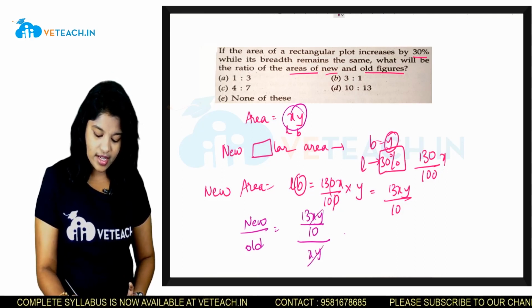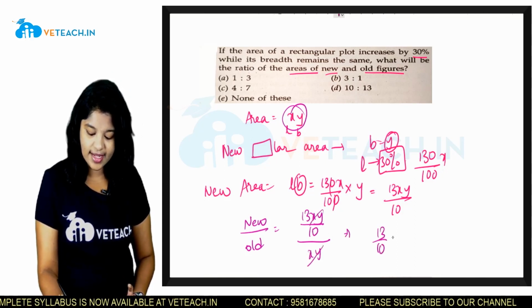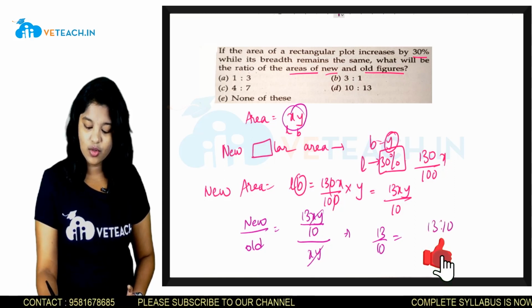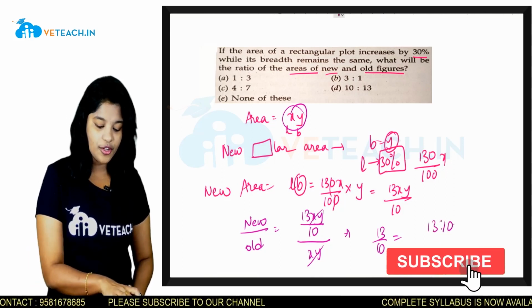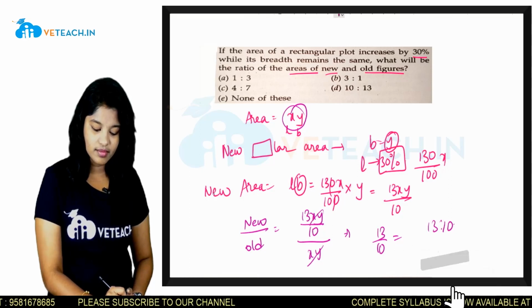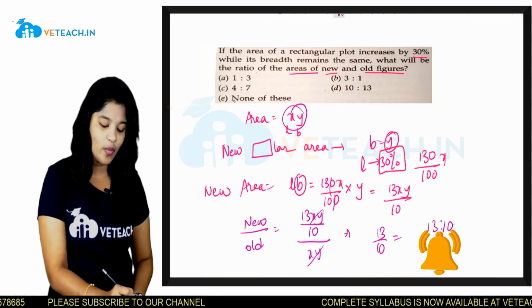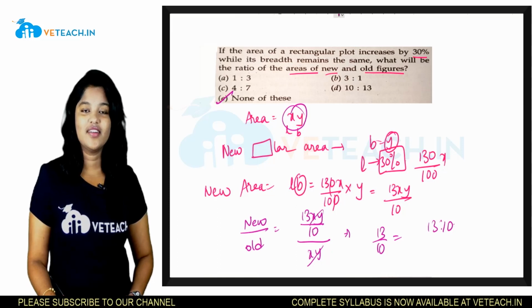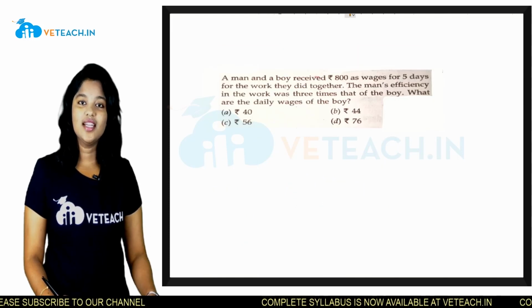So xy gets cancelled and we will get 13 by 10. That is nothing but equal to 13 is to 10. So the new area is here, 13 is to 10. No option is there, so option E is our correct answer, none of these. See the next problem.